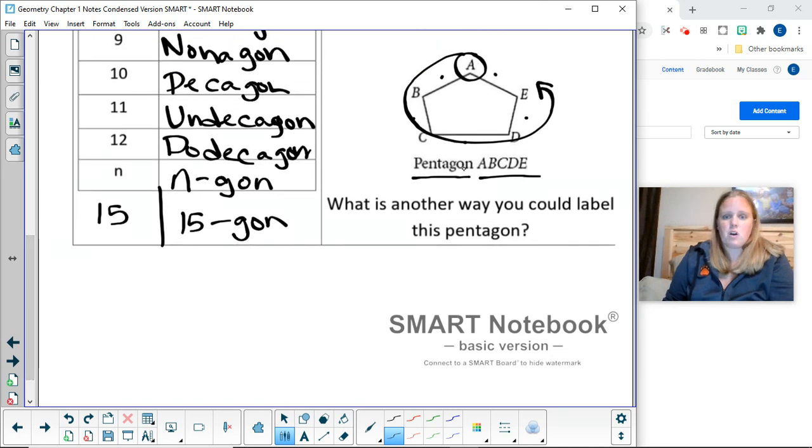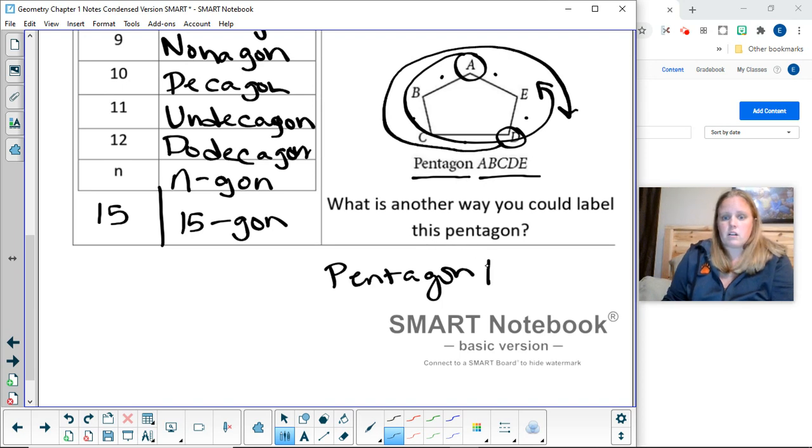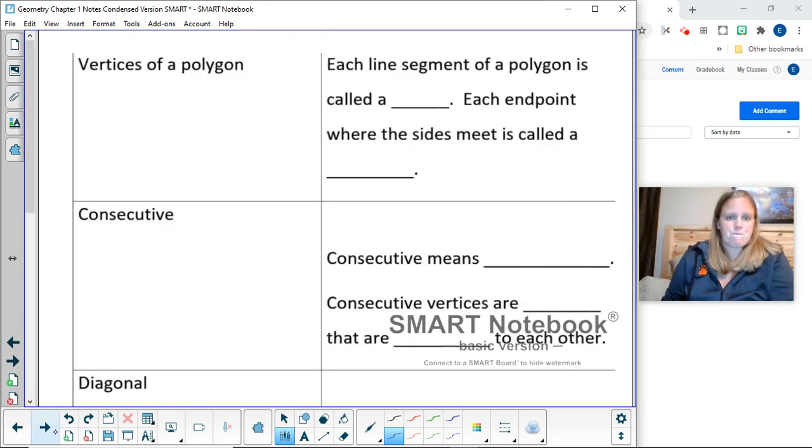So I could also call this pentagon, and then maybe I'm going to start at D and go clockwise. So I could call it D, C, B, A, E. So as long as you are going in order, not skipping across the shape, that works. All right, now I did mention this. The vertices is the plural word for vertex, and those are the corners.